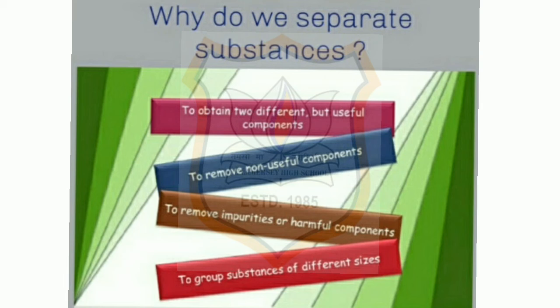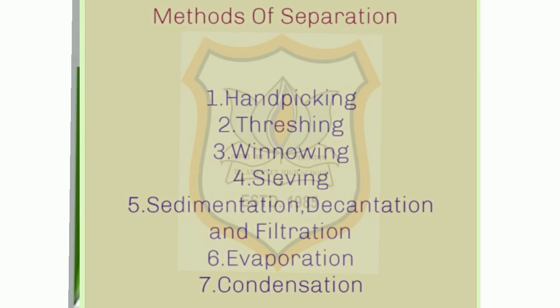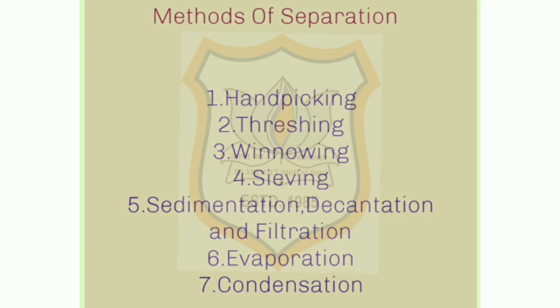So, how do we separate substances mixed together if they have so many different properties? We have methods of separation. There are so many methods of separation given in our textbook. These are the methods of separation.